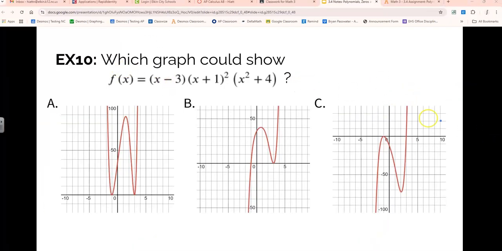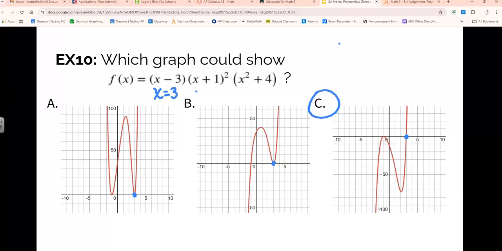I want to know which graph matches. I could type it into Desmos, but it is going to be faster just to look at zeros. You've got x equals 3 should be a 0. So all of these have zeros at 3. But what happens on A and B at 3? What type of 0 do you have? You got a bounce. Are you supposed to have a bounce at x equals 3? You are not supposed to have a bounce at x equals 3 because you don't have a square that goes with this. So C has got to be the answer for this.